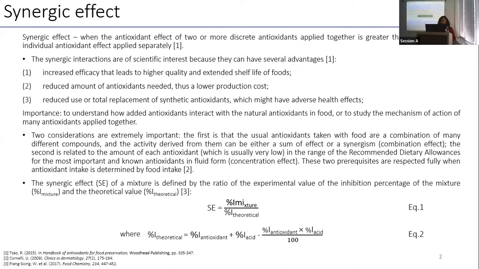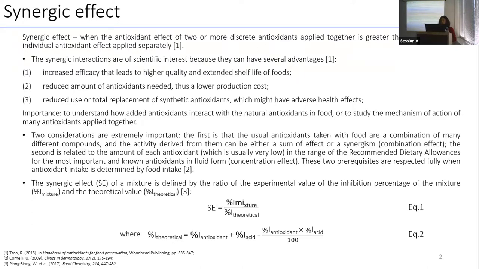Okay. So first of all, the synergic effect occurs when the antioxidant effect of two or more discrete antioxidants applied together is greater than the sum of the individual antioxidant effects applied separately. The synergic interactions have many advantages. First of all, they increase the efficacy, which leads to higher quality and extended shelf life of foods. Secondly, a reduced amount of antioxidants is needed, thus a lower production cost, and a reduced use or total replacement of synthetic antioxidants, which may have adverse health effects.